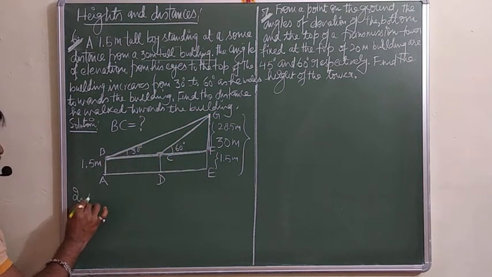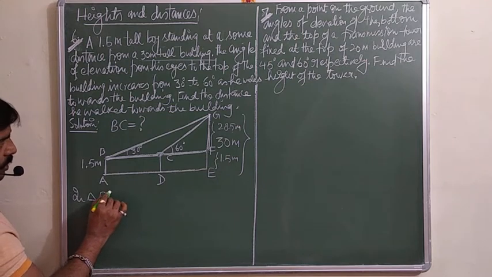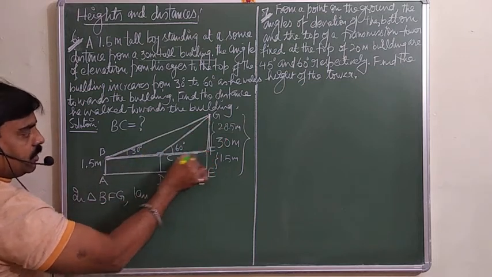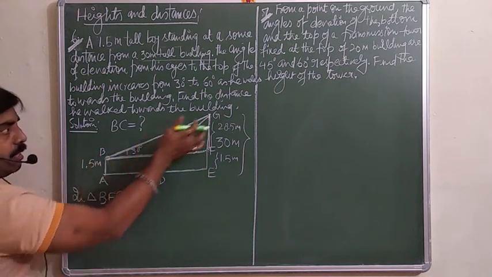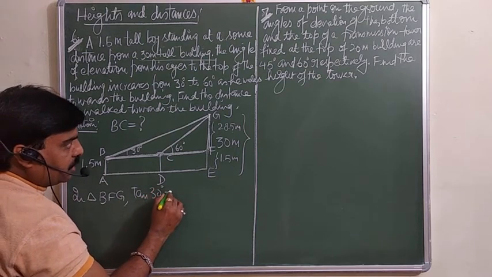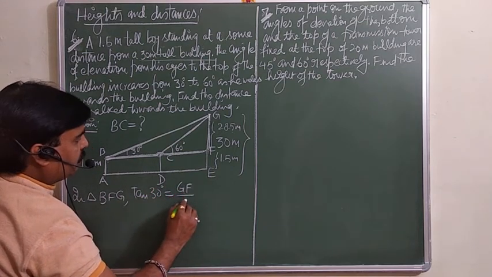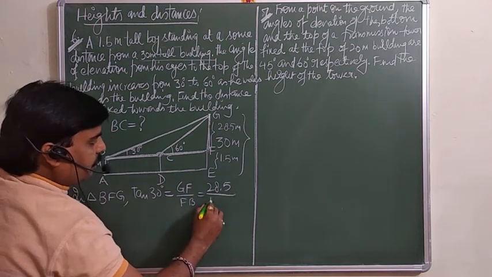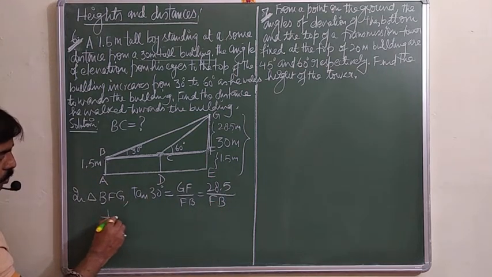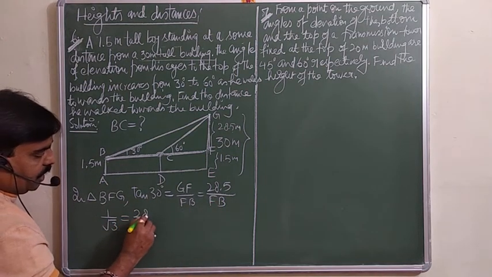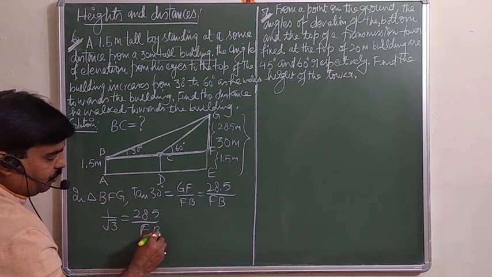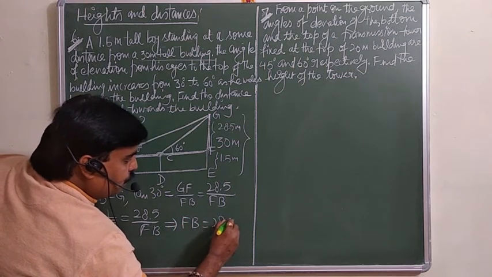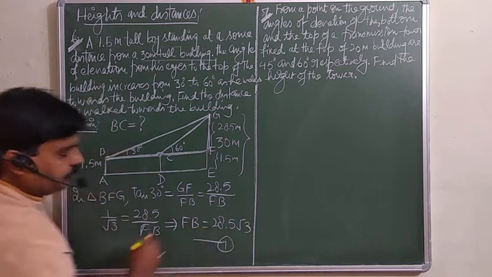So have a look. Now, just take triangle BFG. You are supposed to take tan, because for this angle, this is your perpendicular, this is base. We are interested in base; perpendicular is given. So tan 30 is equal to GF over FB. So this is 28.5 over FB. And tan 30 means 1 over root 3 is equal to 28.5 over FB. After cross multiplication, what do we get? FB is equal to 28.5 root 3. This is your FB.